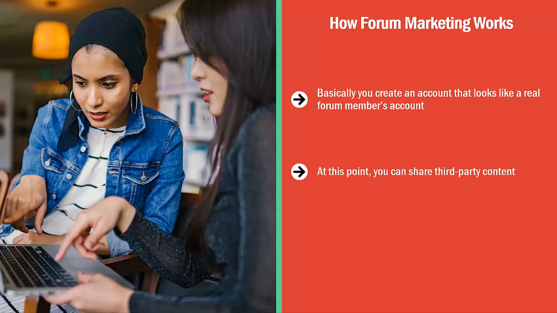At this point, you can share third-party content. This is high-quality content published by your competitors or non-competitors that are authoritative in your niche. When you do this, you become an even bigger expert. People start to look at you as an authority.